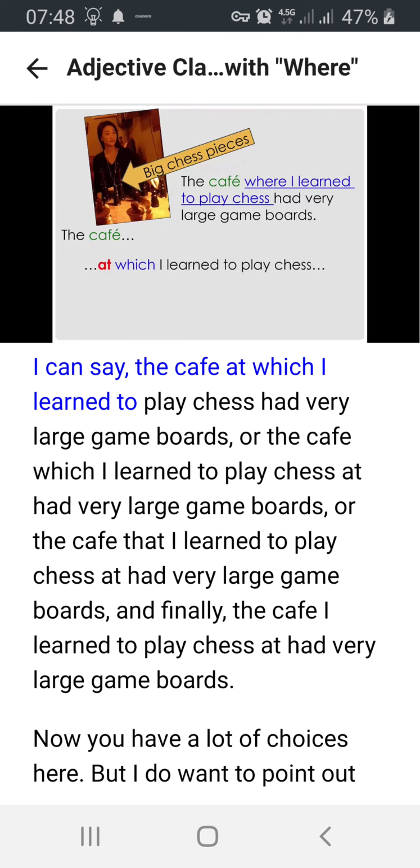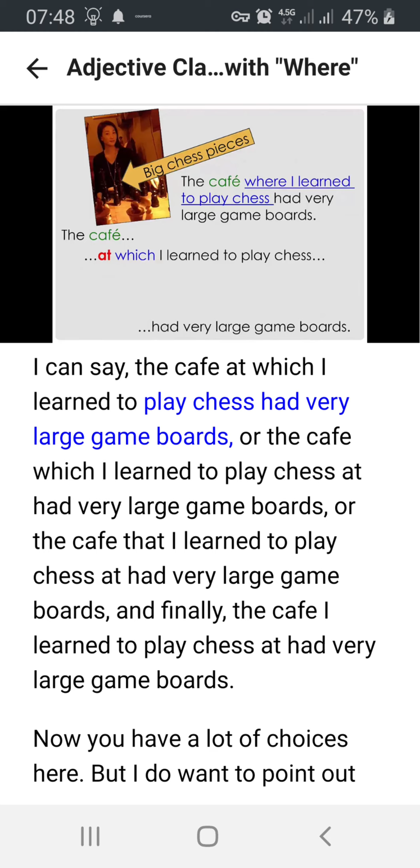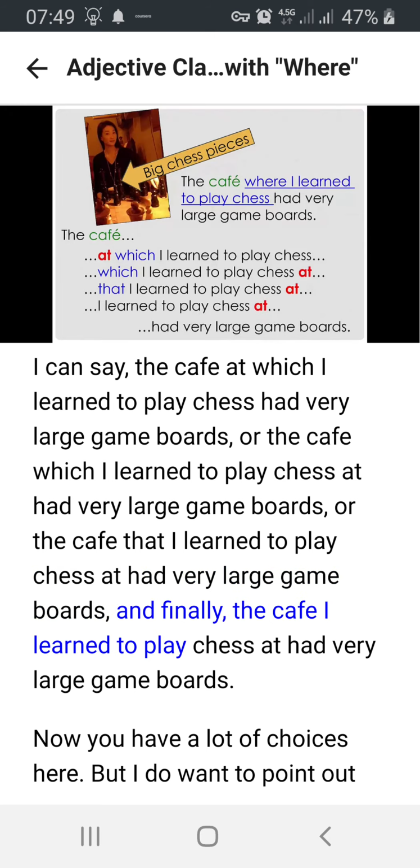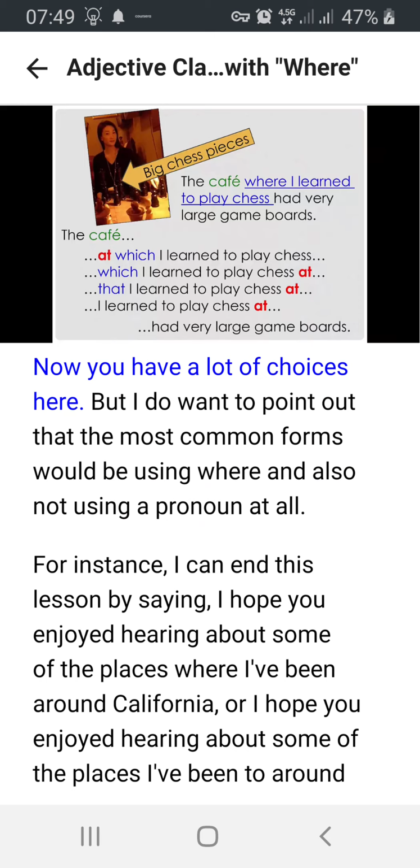I can say the cafe at which I learned to play chess had very large game boards, or the cafe which I learned to play chess at had very large game boards, or the cafe that I learned to play chess at had very large game boards. And finally, the cafe I learned to play chess at had very large game boards. Now, you have a lot of choices here, but I do want to point out that the most common forms would be using where and also not using a pronoun at all.